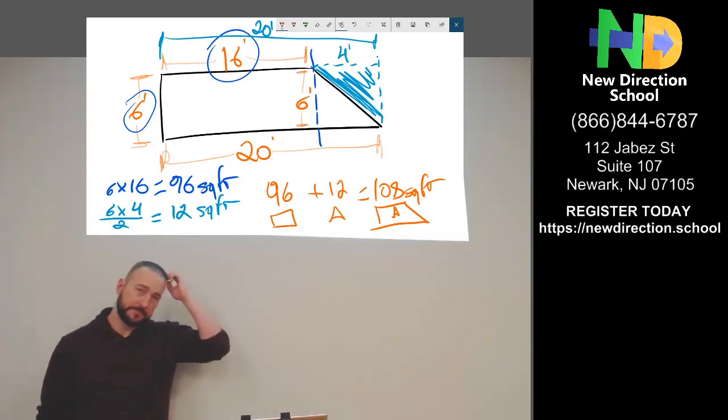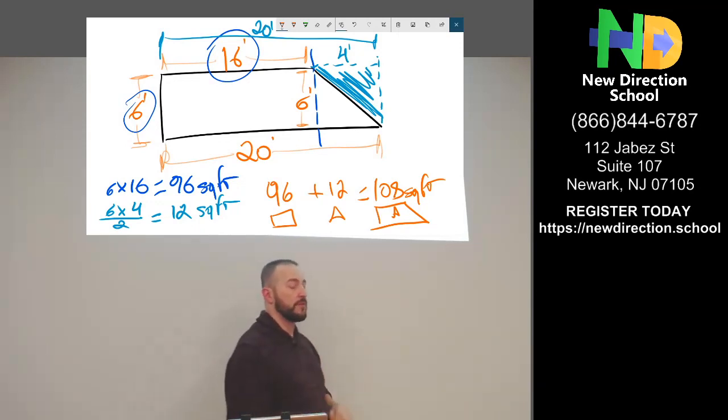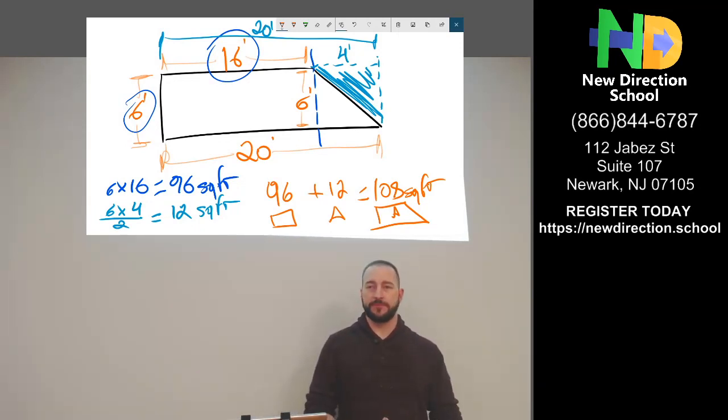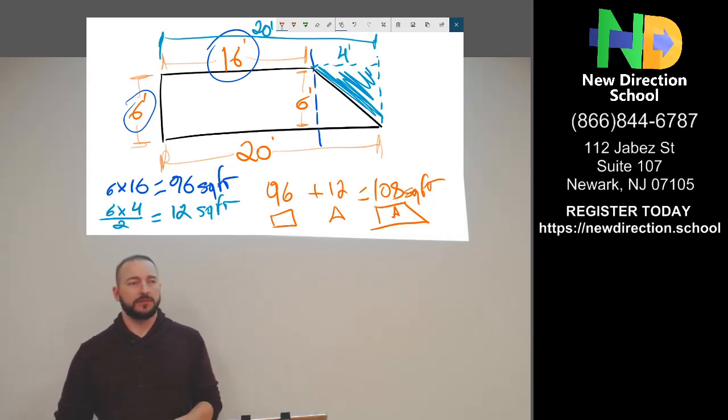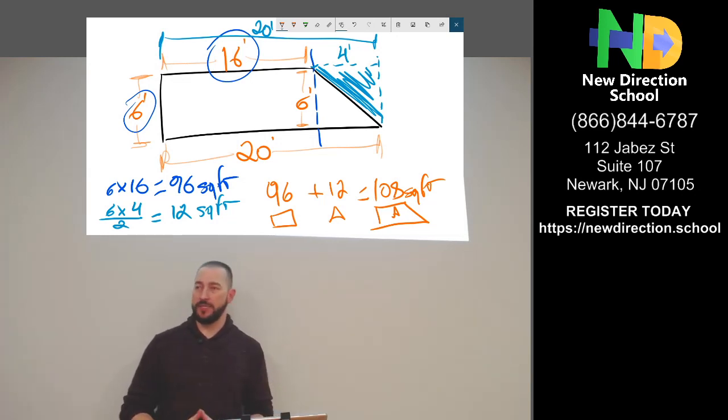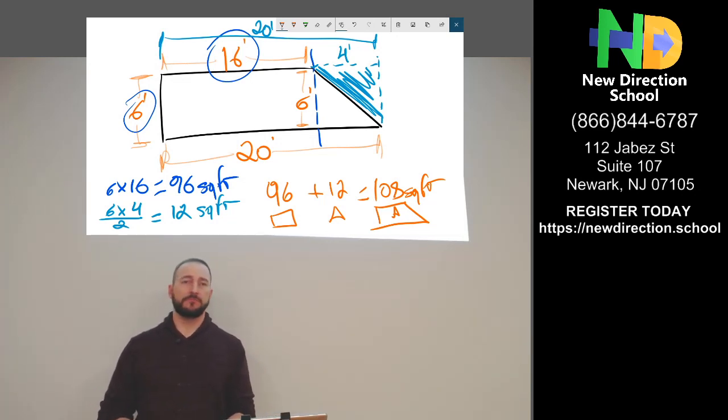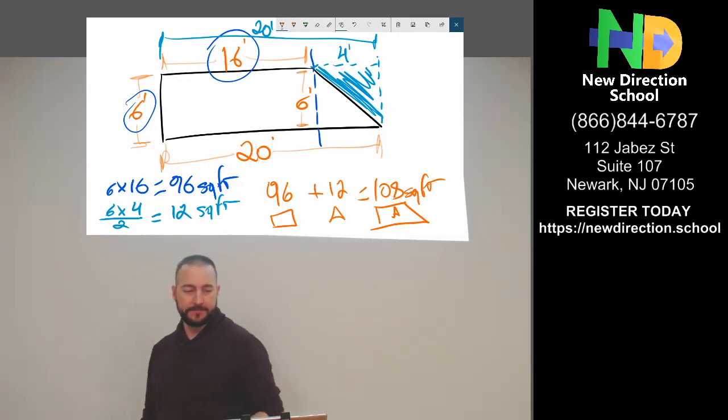You guys got it? Yeah. So, whenever you have an irregular shape, divide it into smaller known shapes. Calculate the areas separately, and then just add them all together. Simple enough? Any questions here? Questions? Nope? All right. Cool.